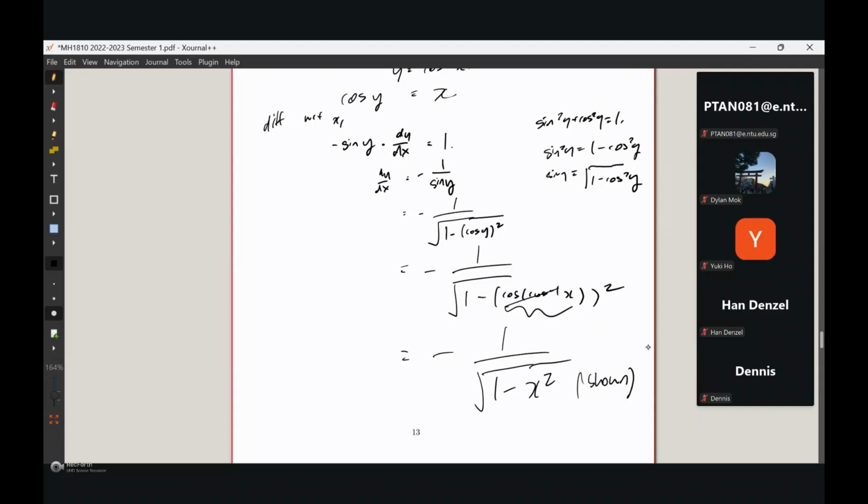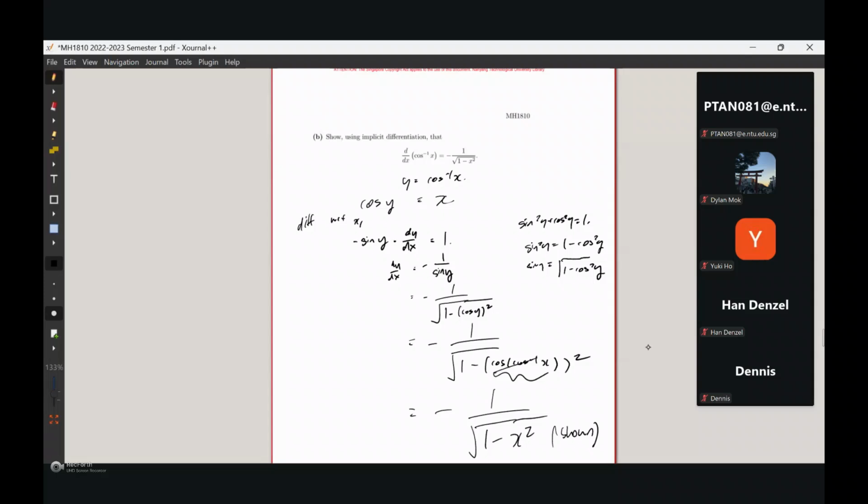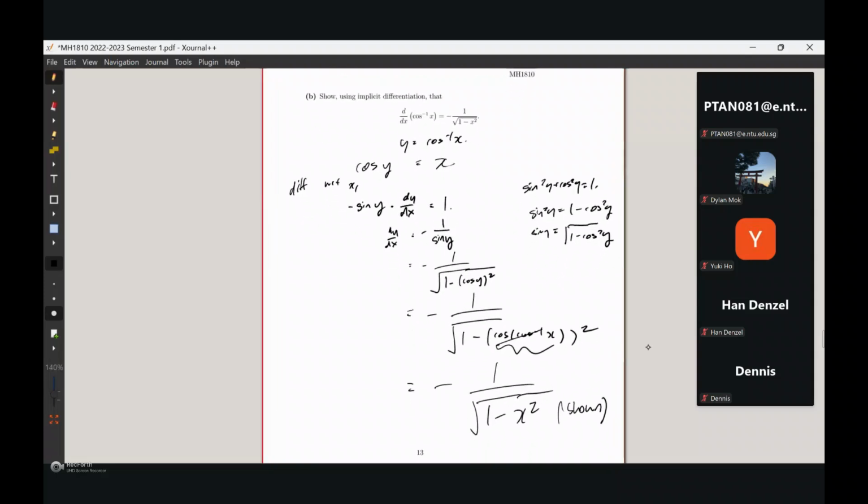So that's for this question here. That's all I need to do, right? Show that this is this. So dy/dx is equal to this. dy/dx is the same as saying d/dx of cosine inverse x. So this is also not too bad, just applying implicit differentiation. Any questions?